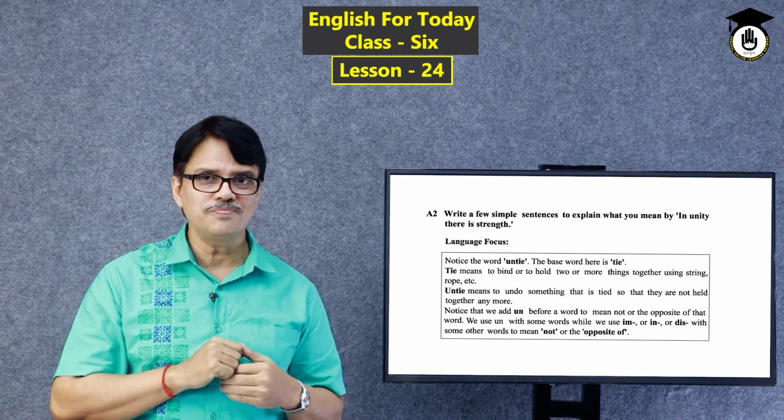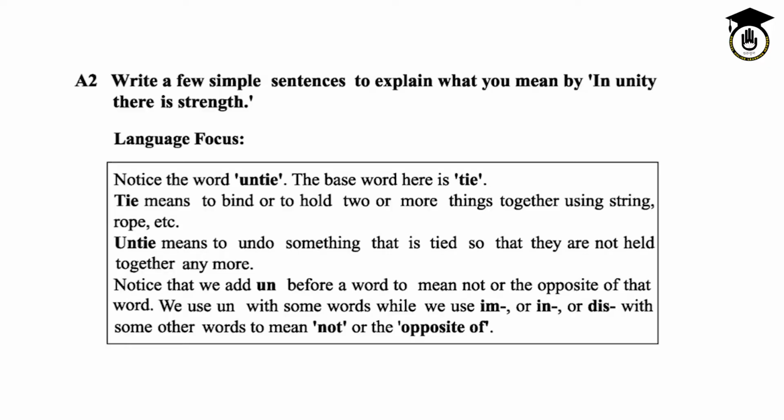Understand, my students? You see, tie means to bind or hold two or more things together using string, rope, etc. Untie means to undo something that is tied so that they are not held together anymore. Understand, my students?